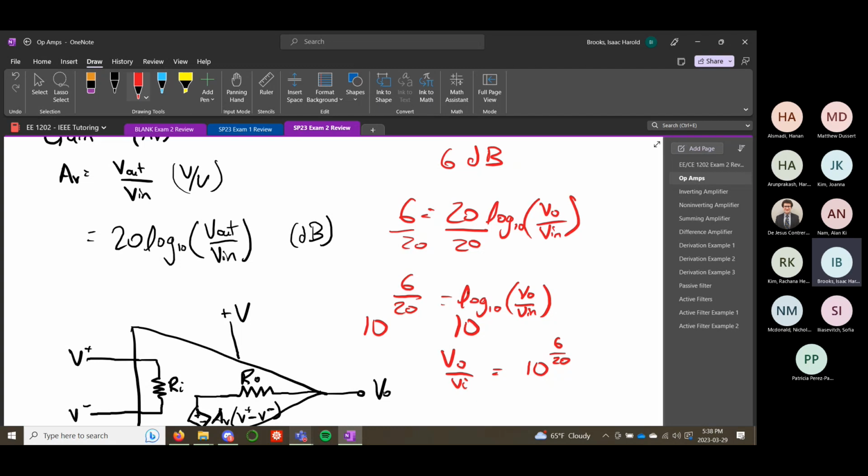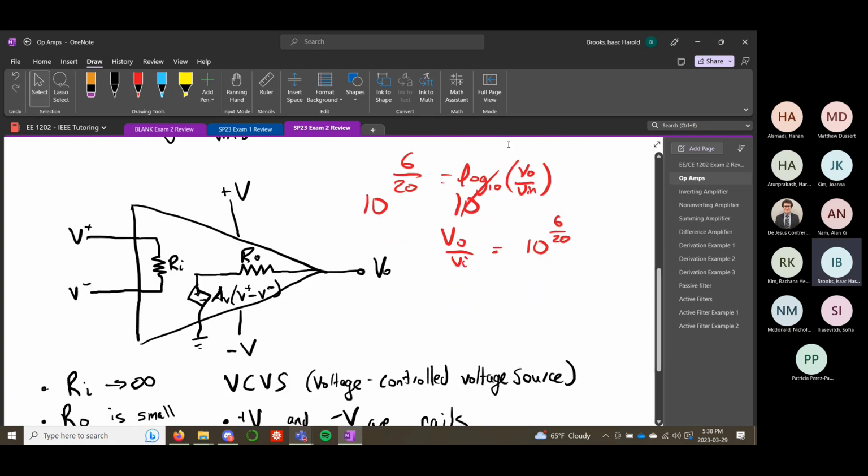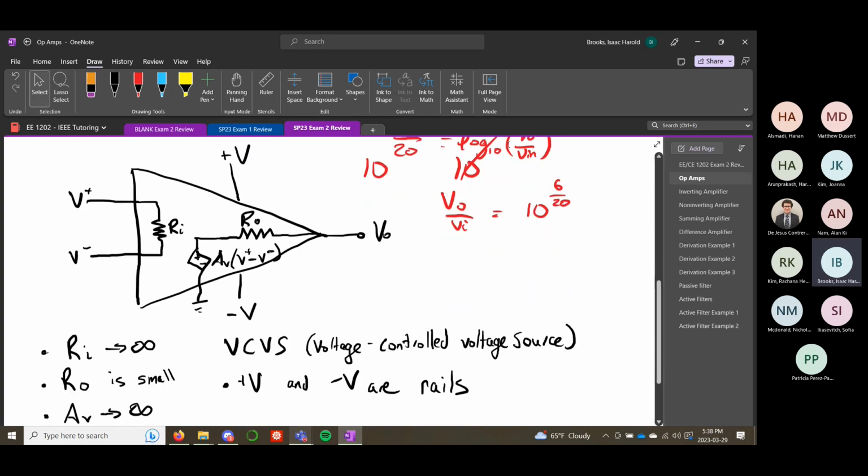You just have to make sure you know how to get rid of these logs. So the inside of an op amp, I don't think you'll see any questions about this, but it's just interesting to know about amplifier circuits in general.